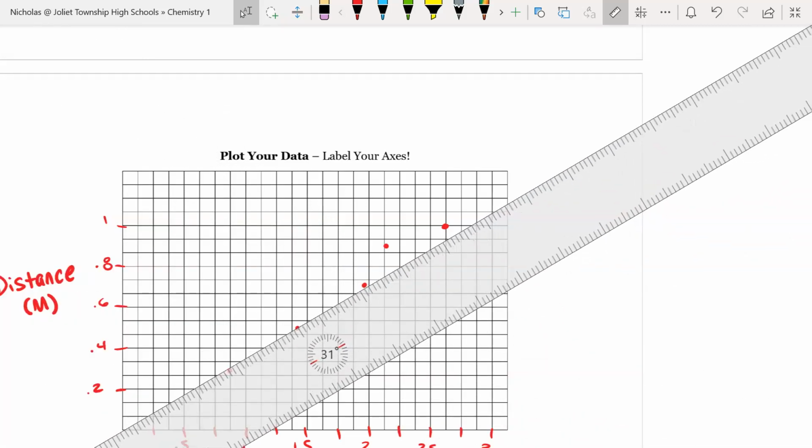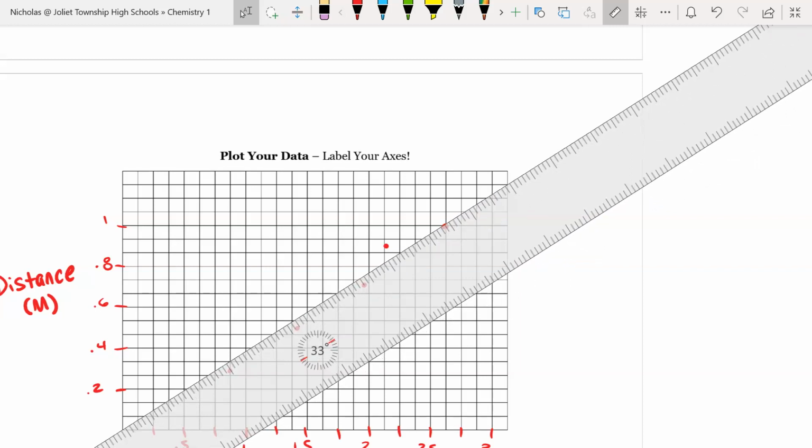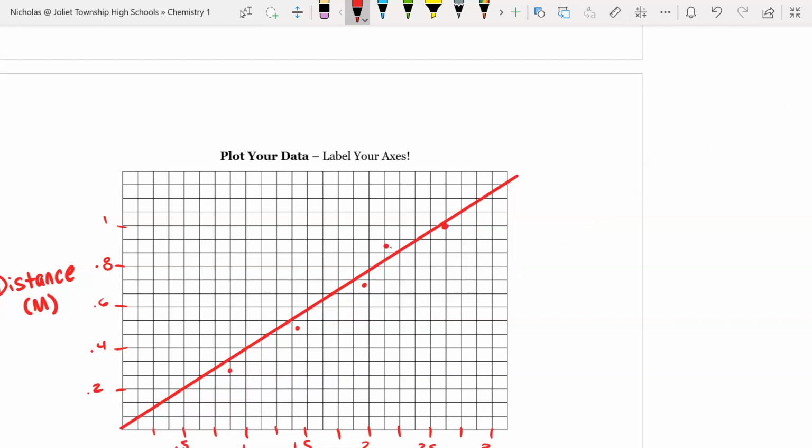Okay, so I'm gonna put one end on my 0, and then, like I said, I want to try to find a spot where my ruler goes through the middle of all of my points. All right, so now I'm going to draw in my straight line here. You want your straight line to go all the way across the graph.